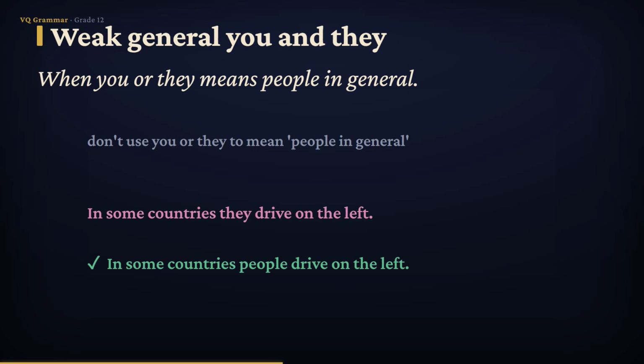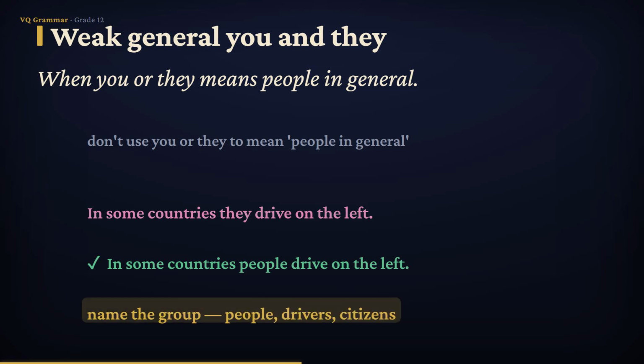The same goes for the loose you, as in that class you have to write an essay every week. Better to say, in that class, students have to write an essay every week. When you catch yourself using you or they to mean everybody, stop and name the group. People, drivers, students, citizens. A named noun is always clearer than a vague pronoun.